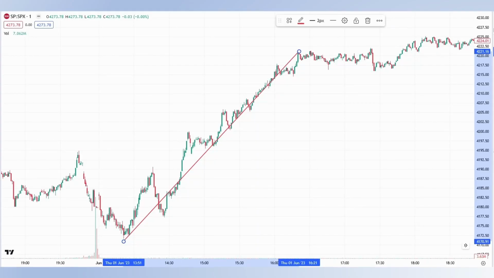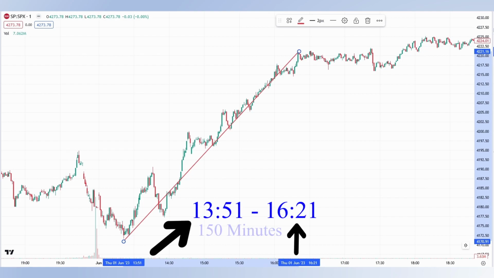We are analyzing the SPX here. June 1 contains the focus. The major trend of the day is identified along with some intermediate moves. Time here is 13:51 and we move up to 16:21, taking 150 minutes. Price moves 50.25, giving us an angle of 18.52. Nice up move there.